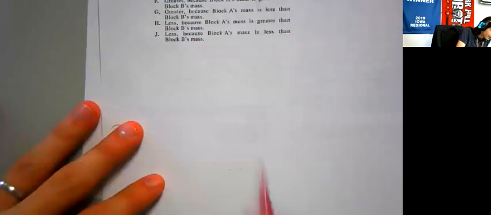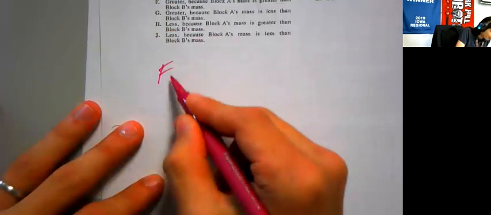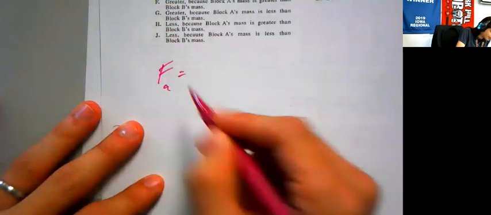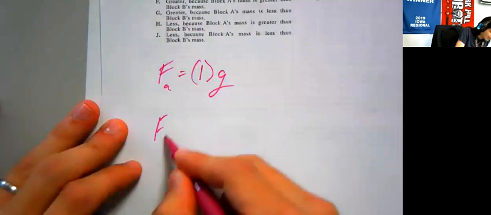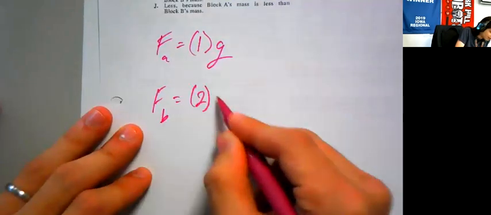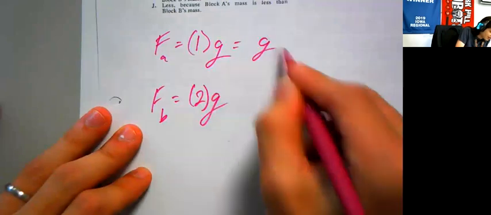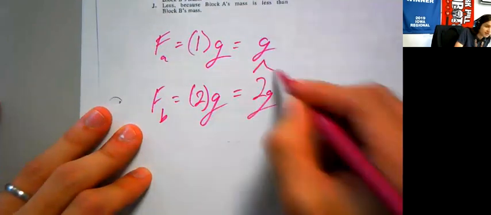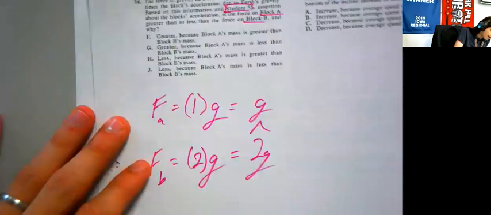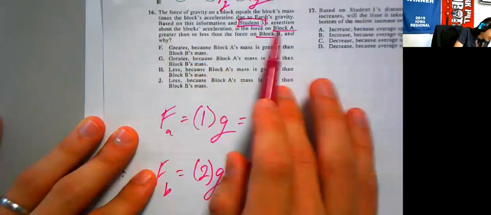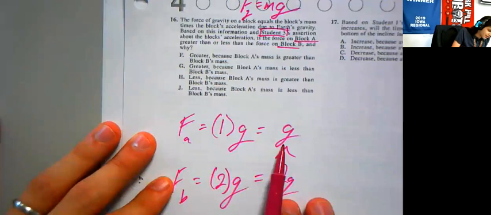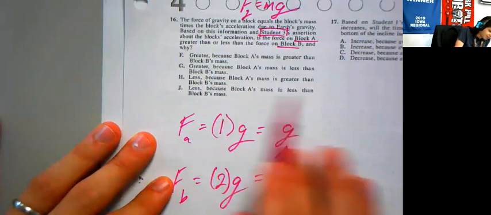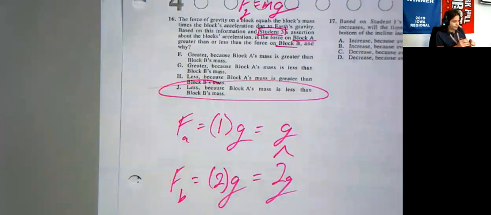So, force on block A equals 1 times G. Force on block B equals 2 times G. And clearly G and 2G, which one's bigger? 2G is greater than G, or rather G is less than 2G. Is the force on block A greater than or less than? The force on A is less than because block A's mass is less than block B's mass. That's going to be J there.